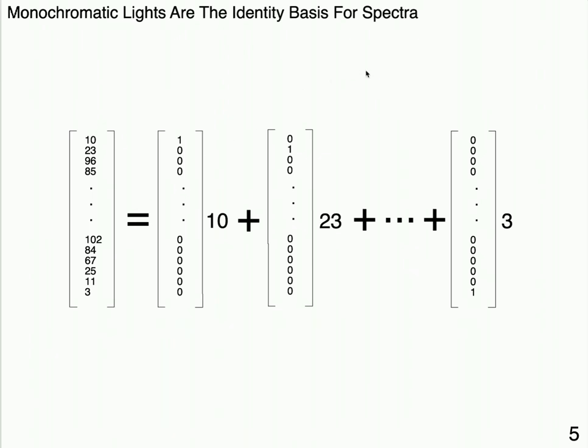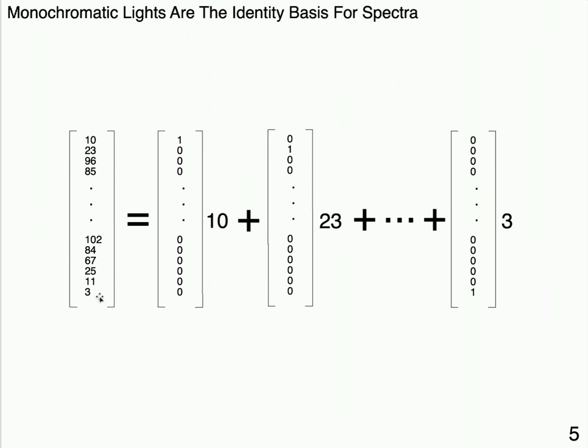Great. Now, this seems almost trivial, but it's worth working out. If we have some spectrum, let's say a spectrum with 10 units of power at 400, 23 at 410, all the way down to 3 units of power at 700 nanometers in the 31-dimensional spectral space we're using in this lecture, we can decompose that into a weighted sum of the basis vectors represented by monochromatic light. So this spectrum is 10 times the unit vector for 400 nanometer light, the 400 nanometer monochromatic basis vector, 23 times the 410 version, all the way up to 3 times the 700 version.